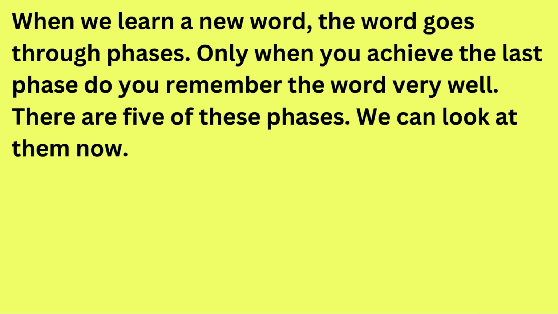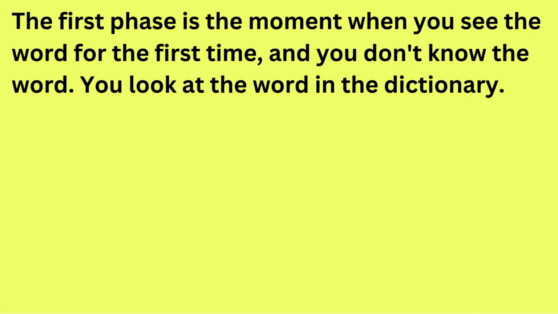When we learn a new word, the word goes through phases. Only when you achieve the last phase do you remember the word very well. There are 5 of these phases. We can look at them now. The first phase is the moment when you see the word for the first time and you don't know the word. You look at the word in the dictionary.